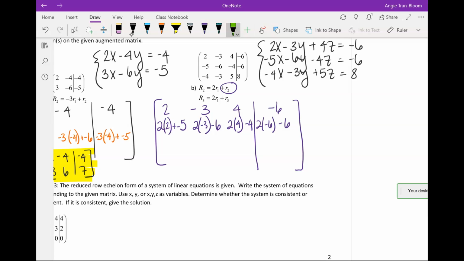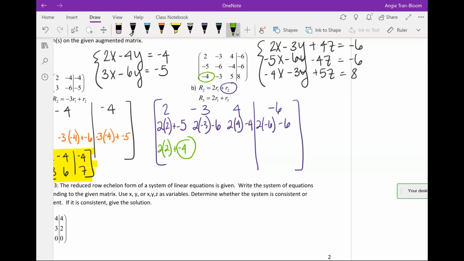Take 2 times... 2, yep, plus row 3 item. What is row 3 entry? 4. -4. Yes or no? Isn't this first? It's that guy.